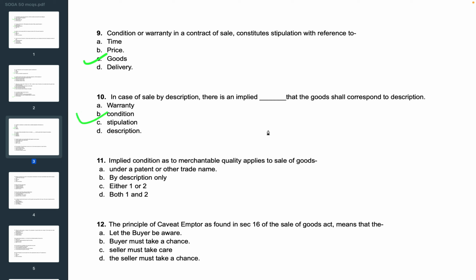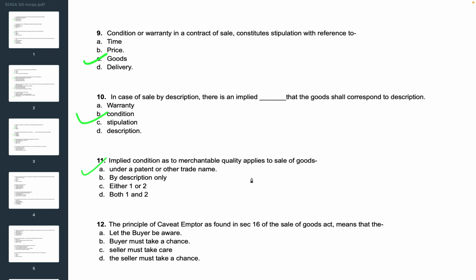Next question. Implied condition as to merchantable quality applies to sale of goods. The options are A. Under a patent or other trade name, B. By description only, C. Either 1 or 2, D. Both 1 and 2. The correct answer is A. Under a patent or other trade name.